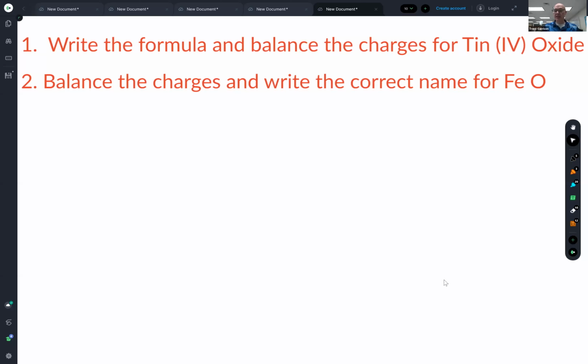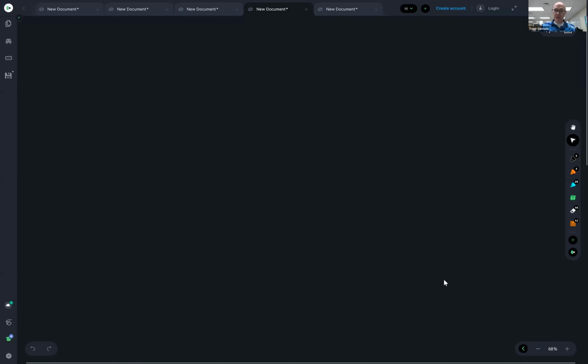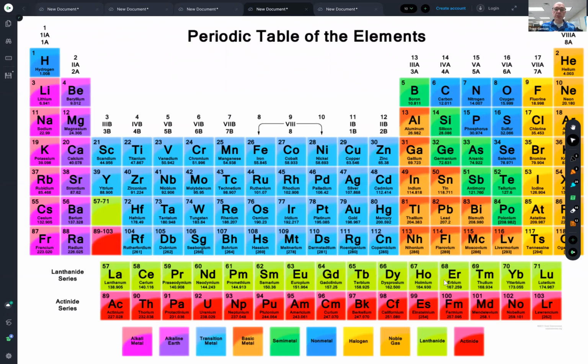Let's jump in. We've got 2 quick questions on how to name compounds whenever they have these transition metals, to which you're saying, what the heck is a transition metal? Transition metals you will be seeing on this periodic table are the blue colored ones here in the middle section of the periodic table. So if we were to look upon them here, it would be all of these down here.